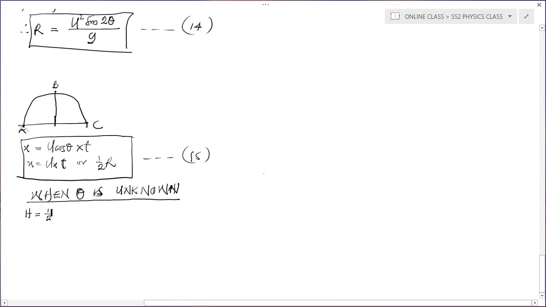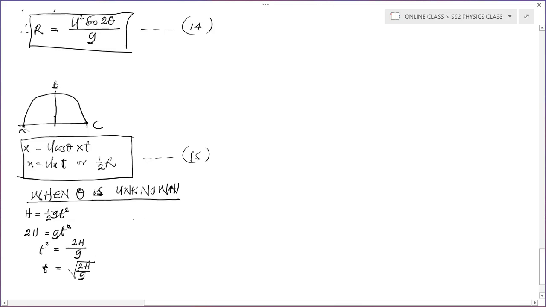So we use that equation, half gt squared. From here, if you look at it religiously, you will see that this will give you, cross multiply, 2h equals gt squared. That is t squared equals 2h over g. That is, small letter t is equal to square root of 2h over g.